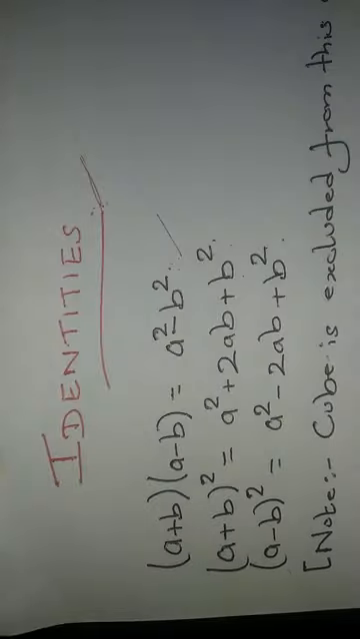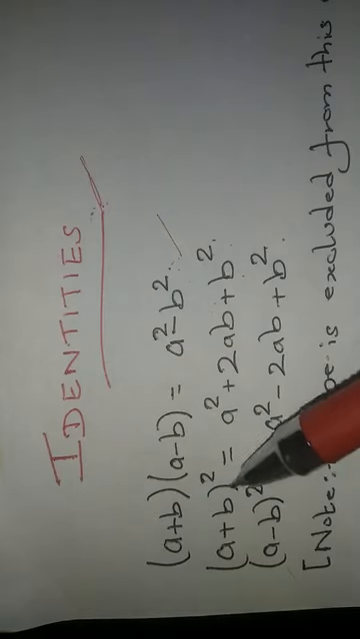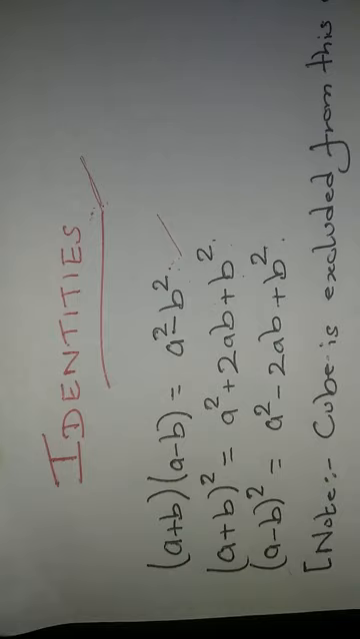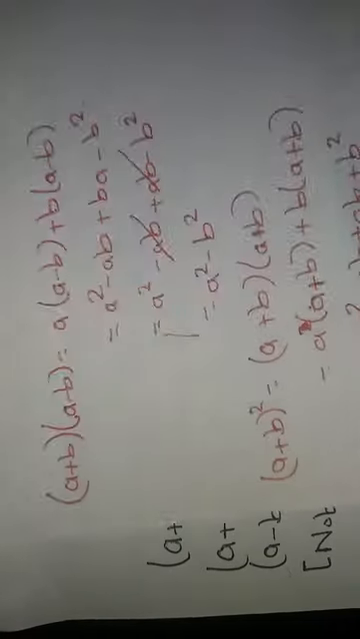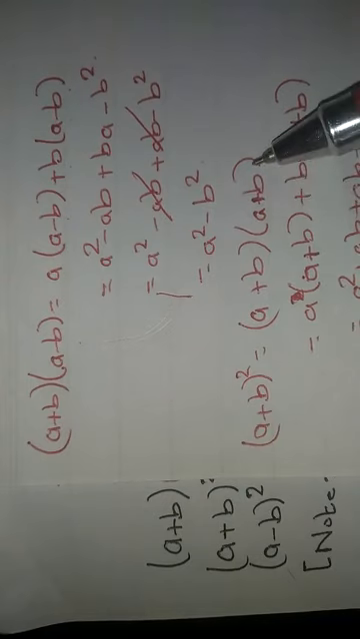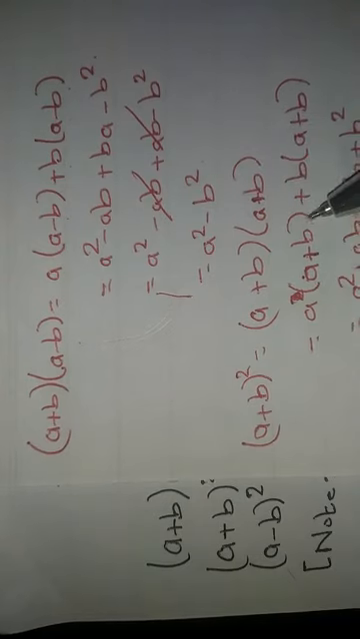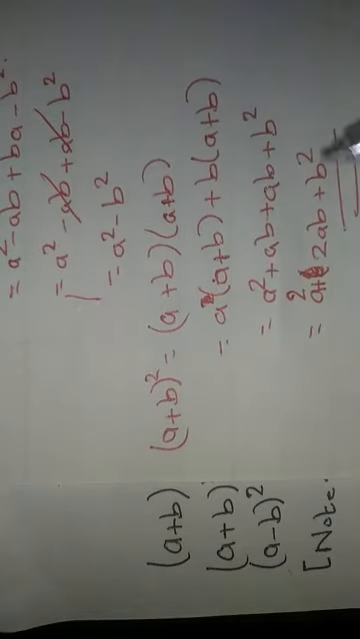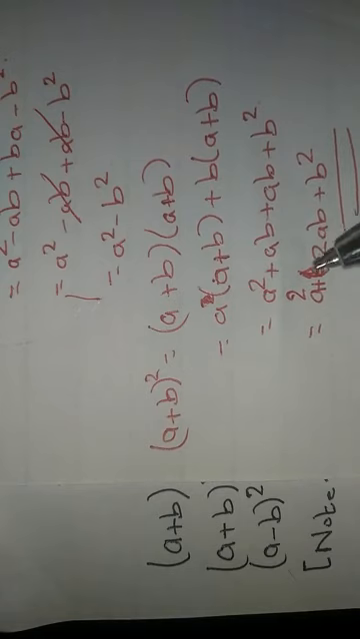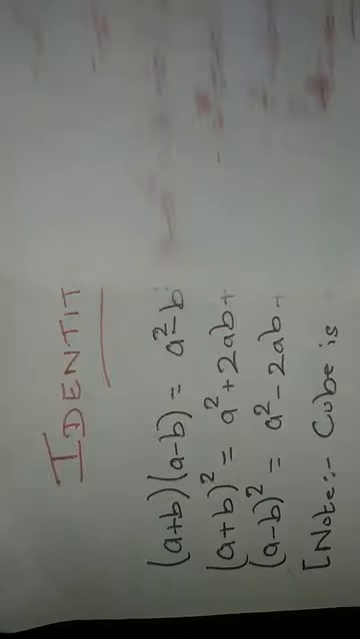So the next identity which I have in hand is (a + b)² = a² + 2ab + b². Let us see how this happens. (a + b)² is equal to (a + b)(a + b). So a into (a + b) plus b into (a + b), I can write it as a² + ab + ab + b². So ab + ab I can write as 2ab. So (a + b)² finally became a² + 2ab + b².